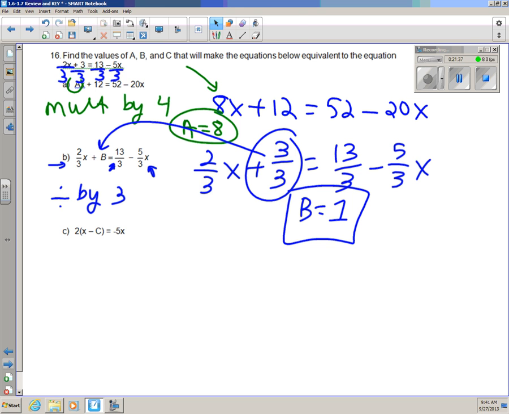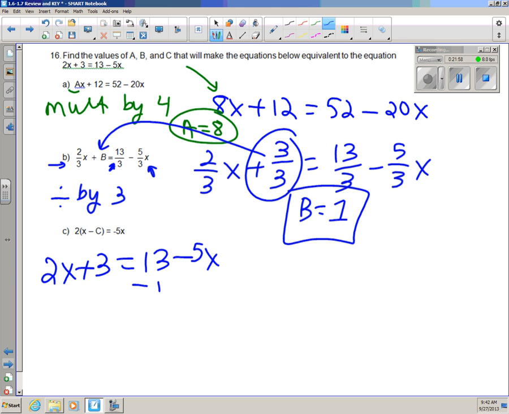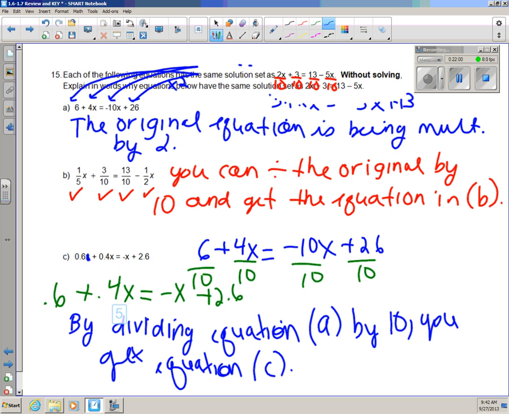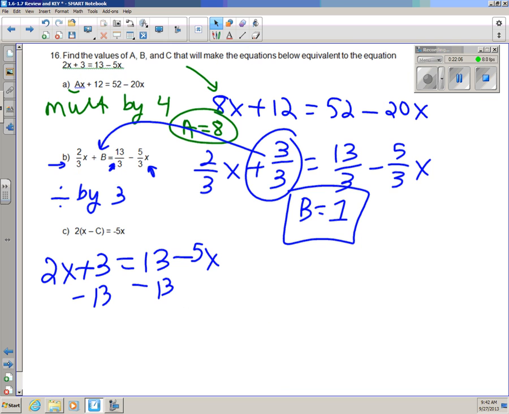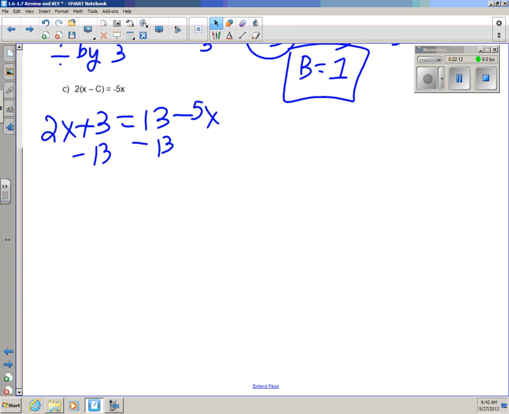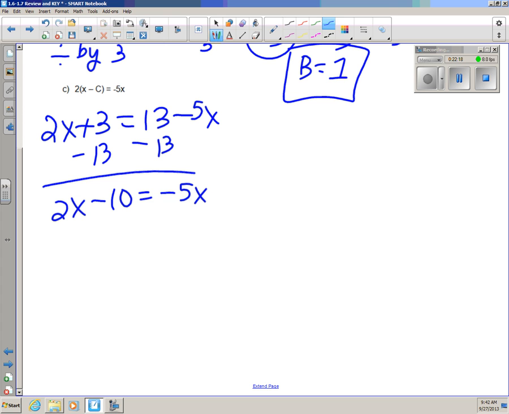Alrighty, let's go back to the original. What's happening here? Well, in C, I've got parentheses, and I only have the negative 5x on the right. The 13's not there anymore, so let me see something real fast. If I were to do 2x plus 3 equals 13 minus 5x, and I bring the 13 to the opposite side, I now end up with 2x minus 10 equaling negative 5x.